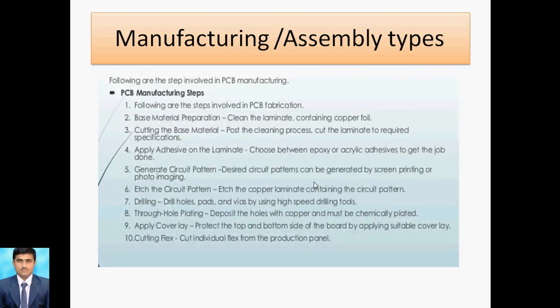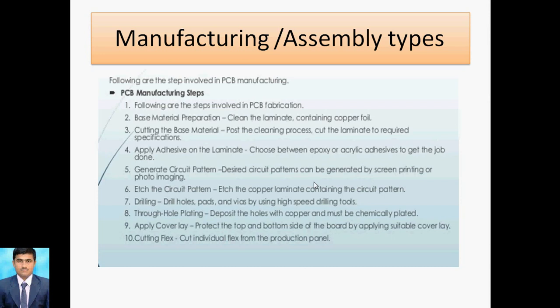Now we go for manufacturing and assembly types. So PCB manufacturing steps. Following are the steps involved in PCB fabrication. Second, the base material preparation: clean the laminate and clean the copper foil. The next step is cutting the base material. Post the cleaning process, cutting the laminate to the required size should be done.